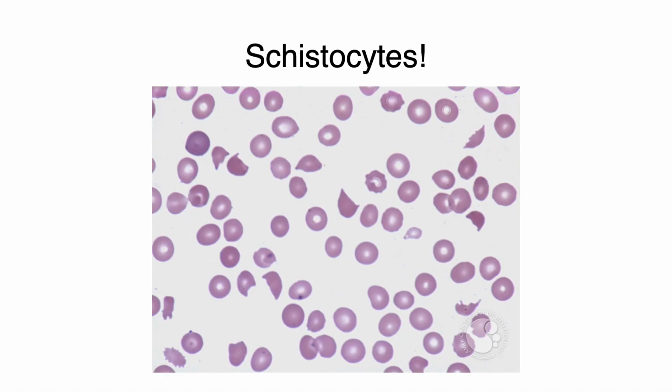The other thing you're going to be looking for on peripheral smears in somebody with suspected hemolysis is schistocytes, which are fragments of red blood cells because they've been destroyed. And that could be from a microangiopathic hemolytic anemia, or could also be from mechanical trauma.